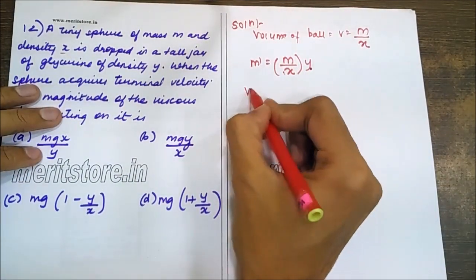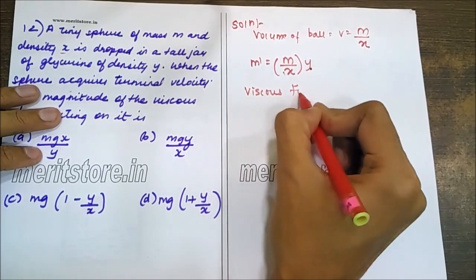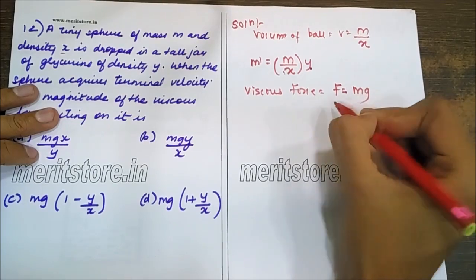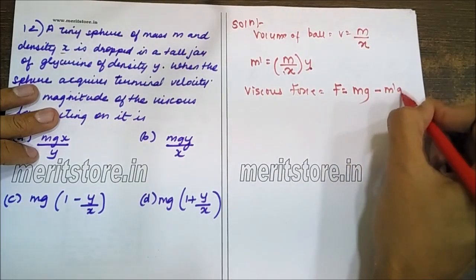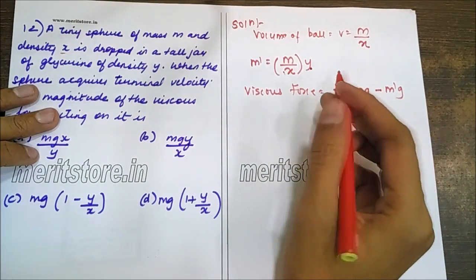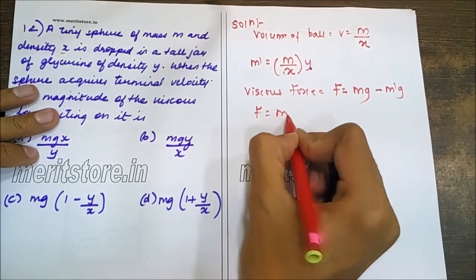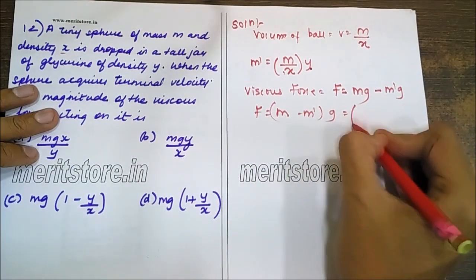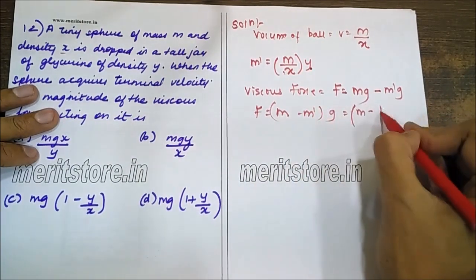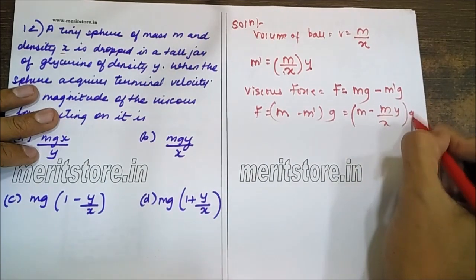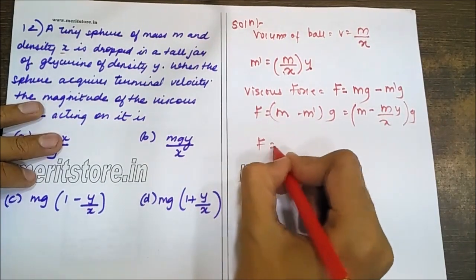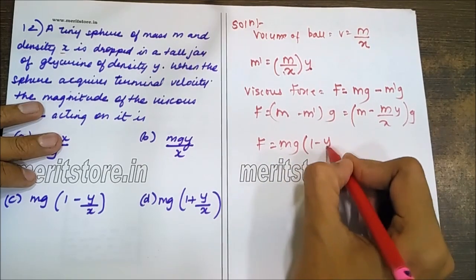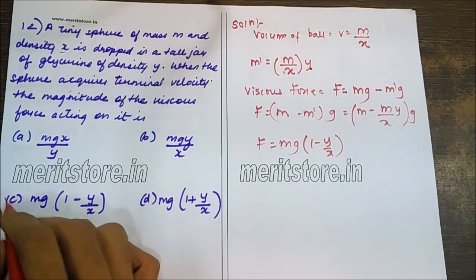Okay, so we need to find the viscous force, which is equal to the weight of the ball minus the buoyant force, that is m prime g. So that force becomes equal to m minus m prime, times g, so that is again m minus m y upon x, into g. Okay, so F is equal to mg into 1 minus y upon x. Okay, so C is the correct option.